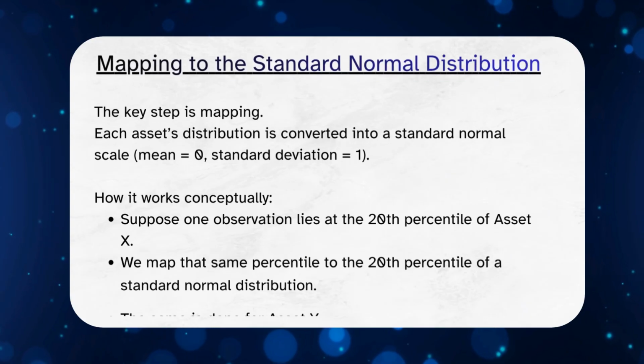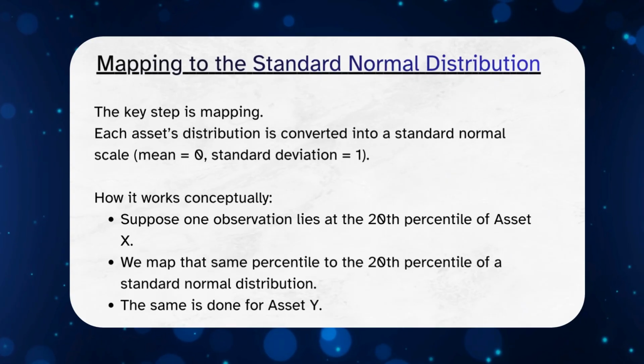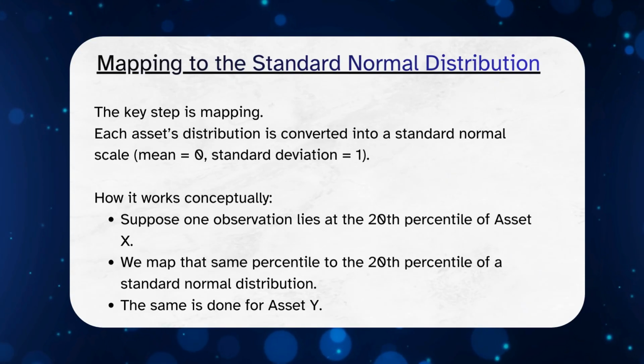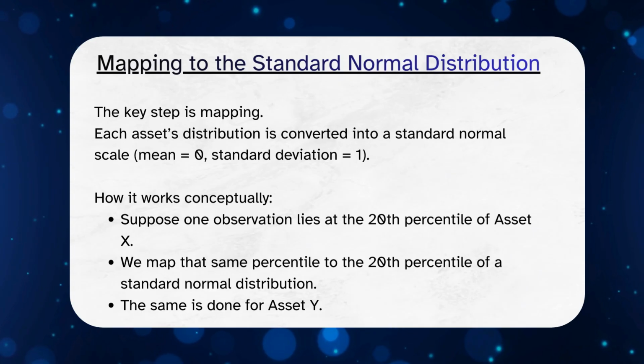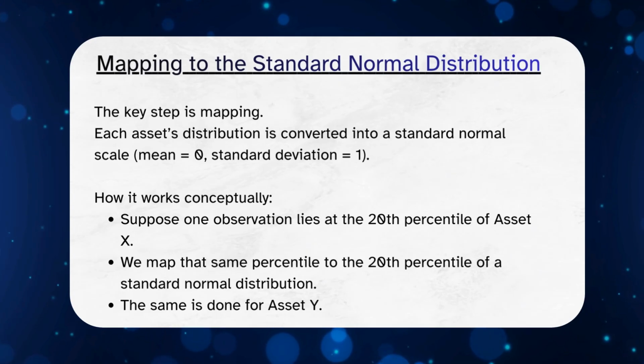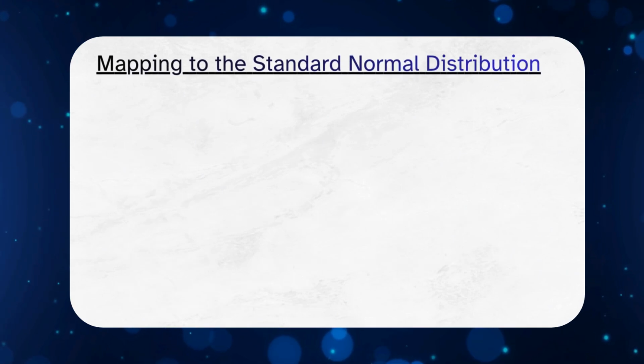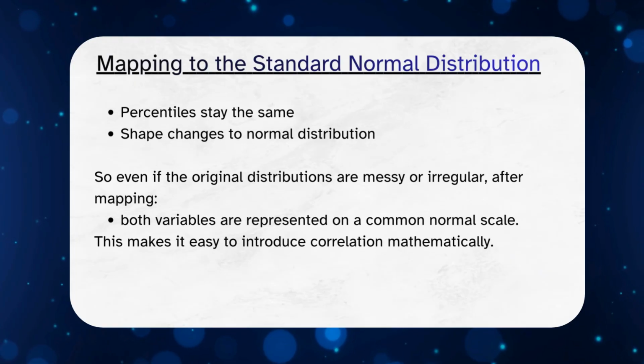The next step is mapping. To compare different assets easily, we convert each distribution into a standard normal distribution. The important thing is that we do this on a percentile basis. For example, if an observation is at the 20th percentile in its original distribution, it will be mapped to the 20th percentile of the standard normal distribution. So the relative position stays the same while the shape becomes normal. This creates a common framework where all assets can be analyzed together.